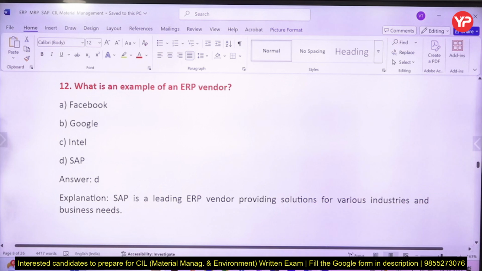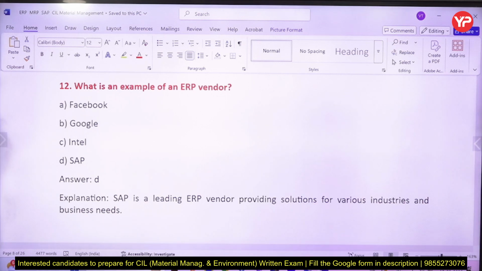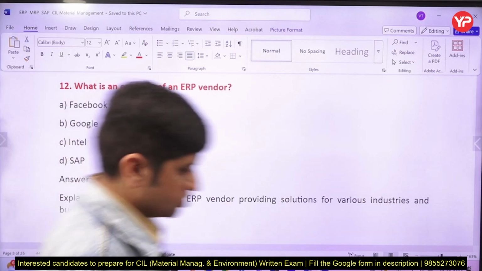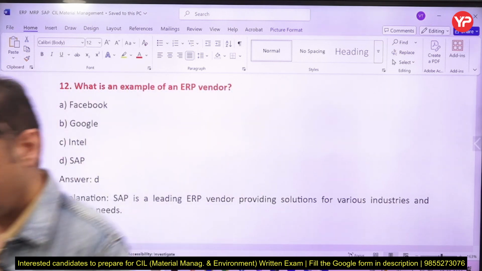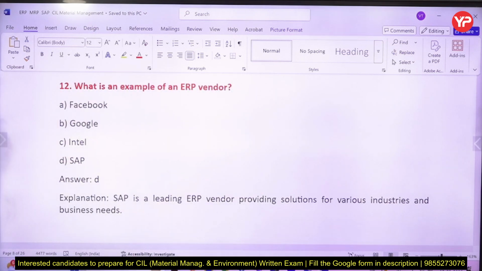Can you give some ERP vendors example? SAP is the ERP vendor. It provides the problem solution to various industries, business requirements. So SAP is the solution provider to the problems of various industries.